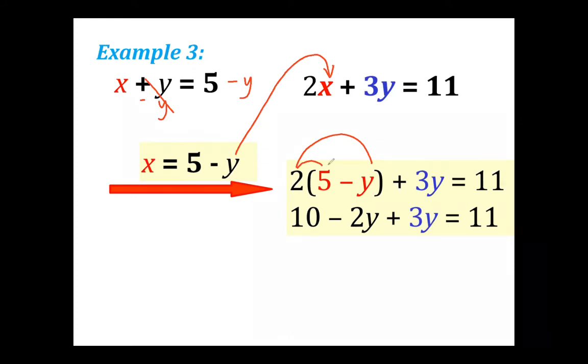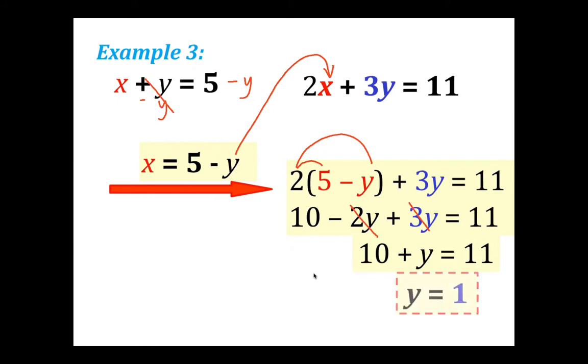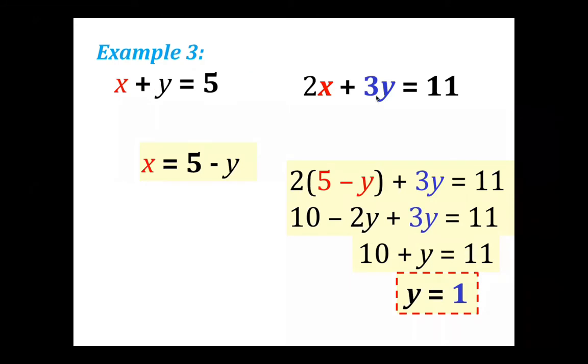Now I'm going to combine like terms on the left side. That would be minus 2y plus 3y, so that would leave me with positive y. So we have 10 plus y equals 11. And now to solve for y, you just need to subtract 10 from both sides using inverse operations. So 11 minus 10 would equal 1, and there is your y value.